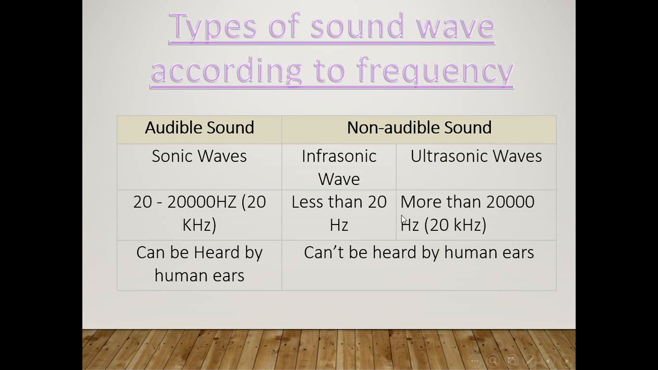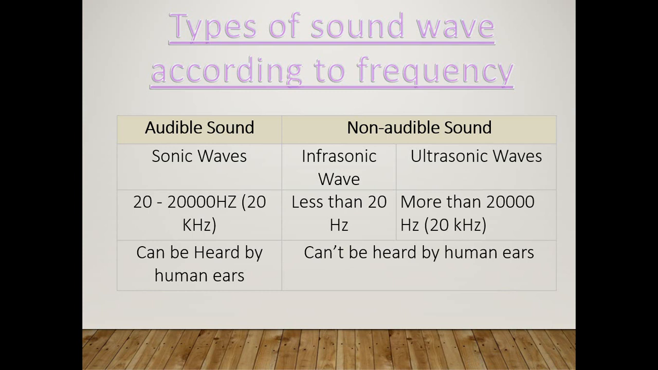Both infrasonic and ultrasonic waves can be heard by animals such as dogs, as dogs hear the sound of a storm before humans. Some animals like dolphins also use ultrasonic waves to communicate with each other. Of course, all of this cannot be heard by the human ear.